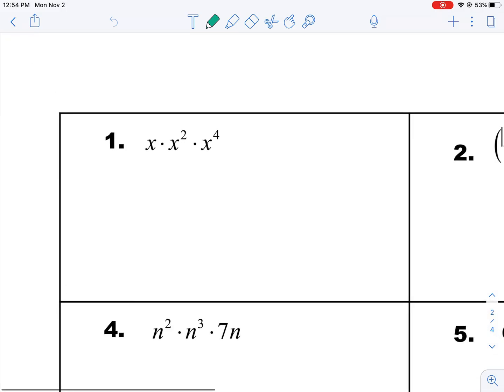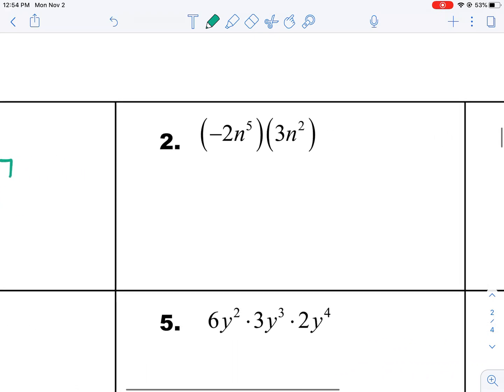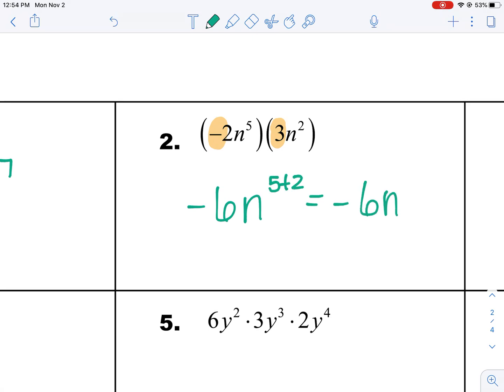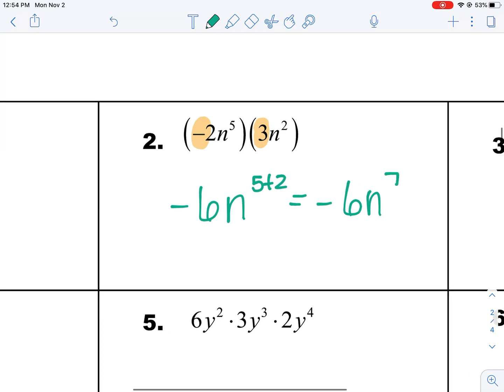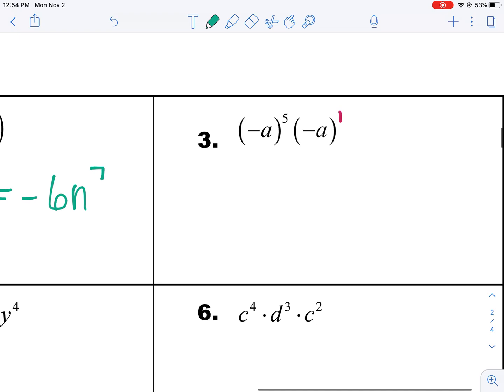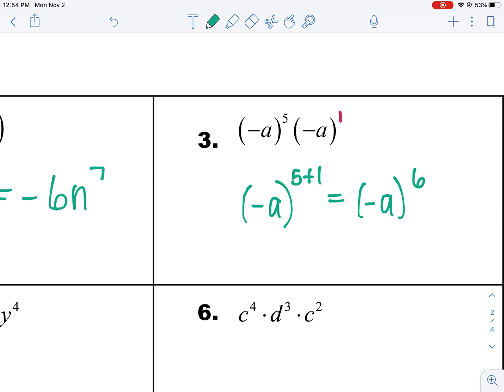So number 1, you should have put an exponent of 1, added up your exponents, 1 plus 2 plus 4 to get x to the 7th. In number 2, you should have multiplied your two coefficients first to get -6, and then you're going to add 5 plus 2, final answer, -6n to the 7th. Number 3, the 1 is already there, so we're going to add that 1 exponent, we're going to keep the base the same, add the powers together to get -a to the 6th power.